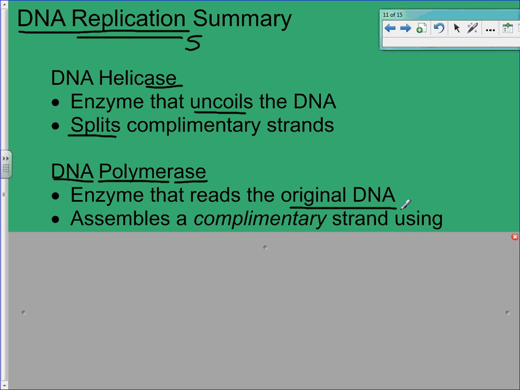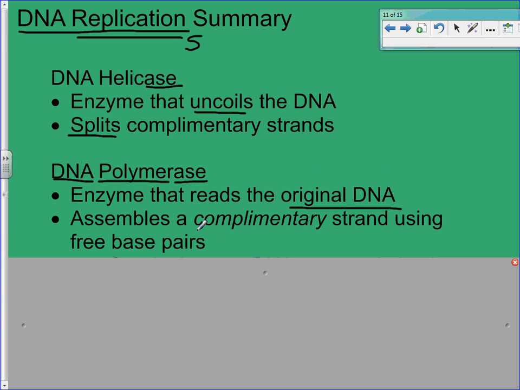When we say complementary or something complements something, it means it matches up to. And when we think about that, complementary strands, think of the base pairs. What's complementary to A? T. What's complementary to C? Well, that'd be G. So it's going to assemble a complementary strand using extra bases that are just kind of floating around in the cell. The other thing that it does is it proofreads the new DNA strand to make sure that there's no problems, no errors.